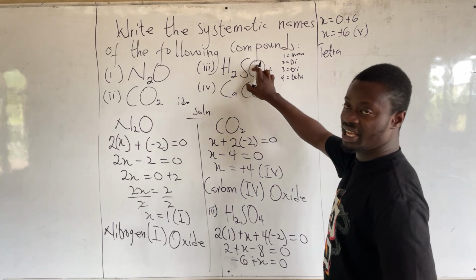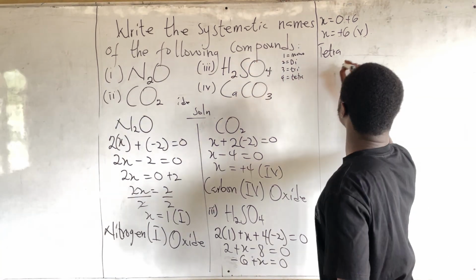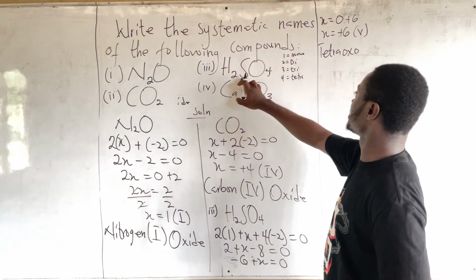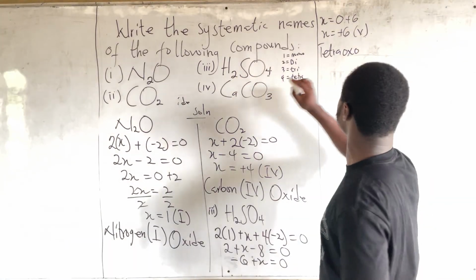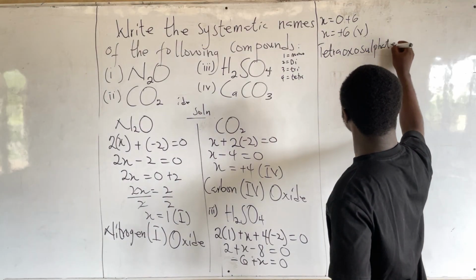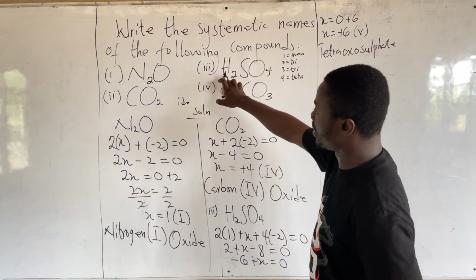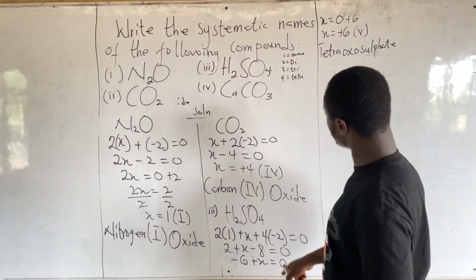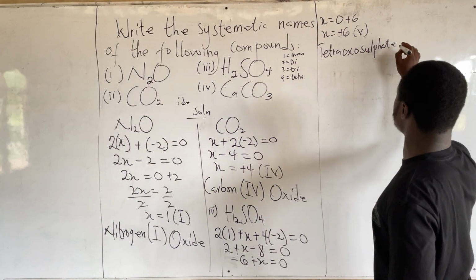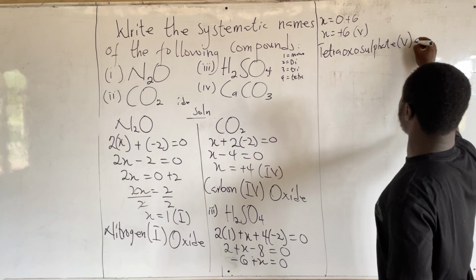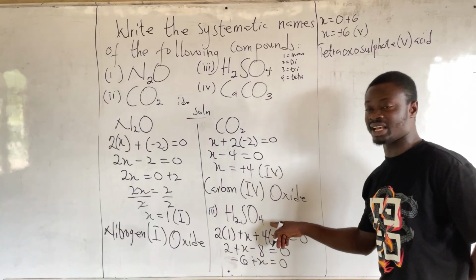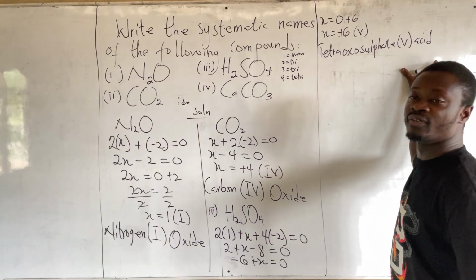And then we have oxygen here, so the oxygen will be oxo. So tetra-oxo. We have sulfur here, so the sulfur will be sulfate. Tetra-oxo sulfate, and then we have an acid here. But the oxidation state is 6, that is VI. That will be tetra-oxo sulfate VI acid. So the systematic name of sulfuric acid is tetra-oxo sulfate VI acid.